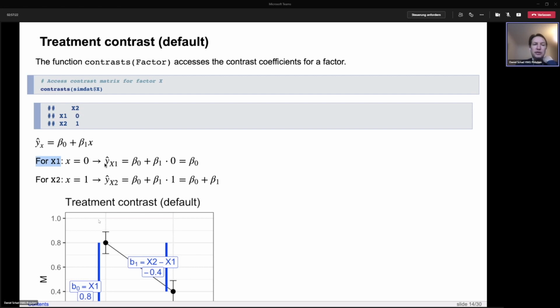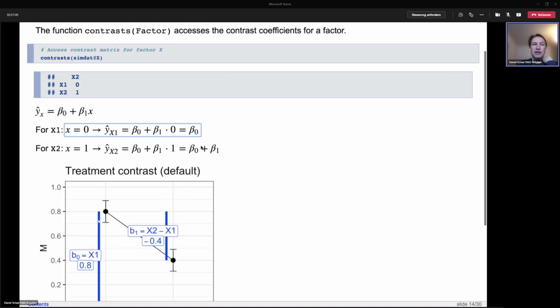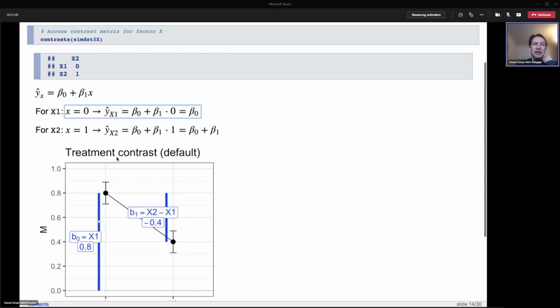So if we want to predict the mean value of the dependent variable in x1, we have to take beta 0 plus beta 1 times 0. Remember, x is 0. And this gives us beta 0. Right? So if we want to predict the mean of x1, this is just the intercept. This is what we can see in the figure. The mean of x1 is just the intercept, b0.